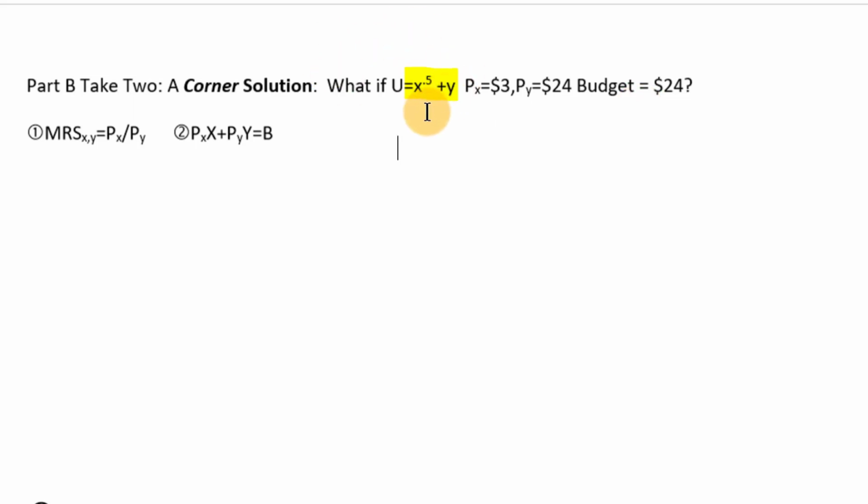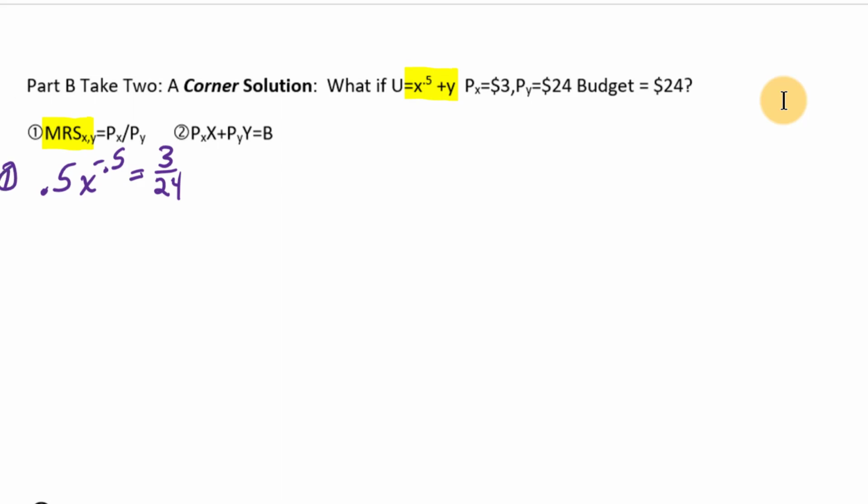So when it comes to figuring out the marginal rate of substitution equation, we already know that. What was it last time? It was 1/2 or 0.5 x to the minus 0.5, and we set that equal to the slope of a budget line, $3 over $24. Okay, so 3 over 24. So there's our first equation.